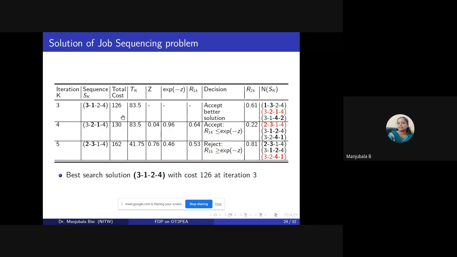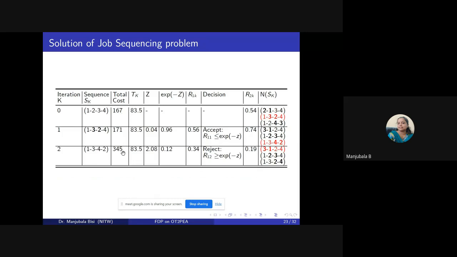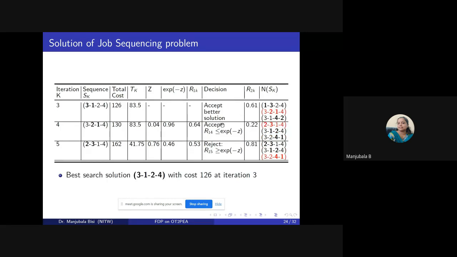So if this is 3, 1, 2, 4, total cost you are getting 126. So 126 is better than 345, so directly you have to accept. Now small t equals 2. Again, you follow the same procedure here.